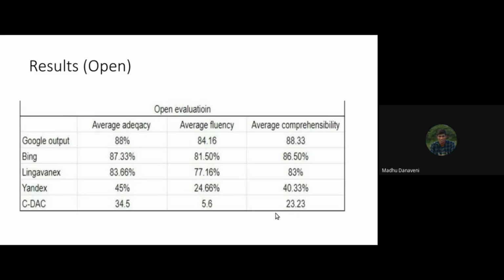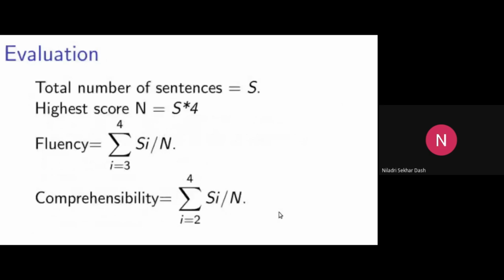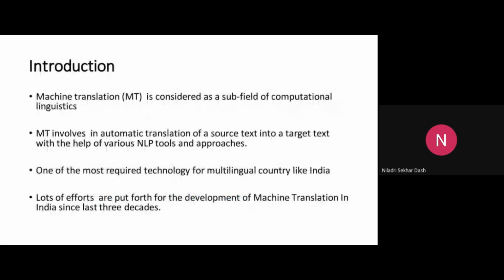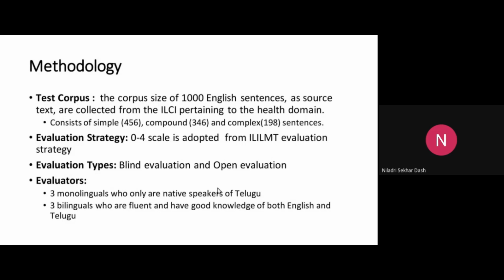I have a simple query. In the first slide, you mentioned that the text you have taken for evaluation is the ILCI corpus, medical domain, 1000 sentences, right? If this is the ILCI corpus, it itself is a translated corpus, manually translated. So how did you apply this evaluation method about accuracy on that data? Did you take only English sentences, or the translated sentences in Telugu?